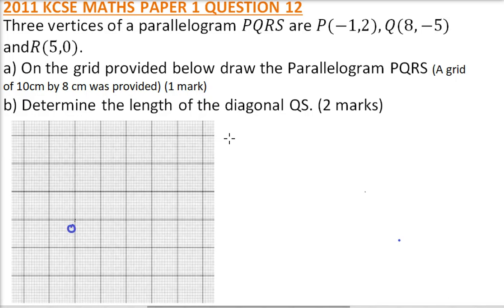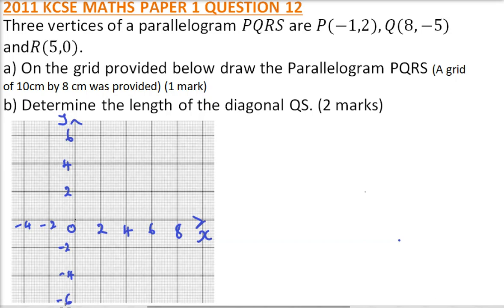We are going to plot our graph. So we are using 2, this is 4, this is 6, this is 8, and this is our x-axis. Then we have 2, 4, and 6, that is our y-axis. This is minus 2, minus 4, then we have minus 2, minus 4, and minus 6. We can have minus 6 there.